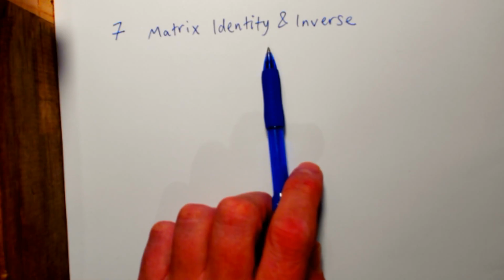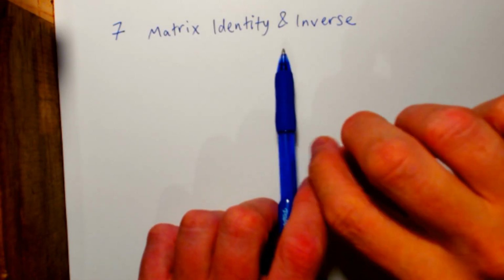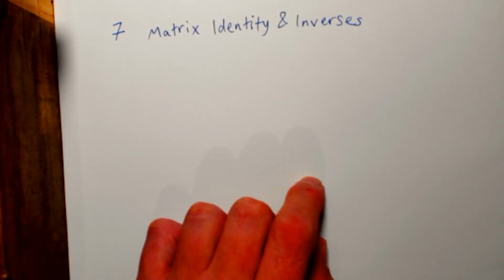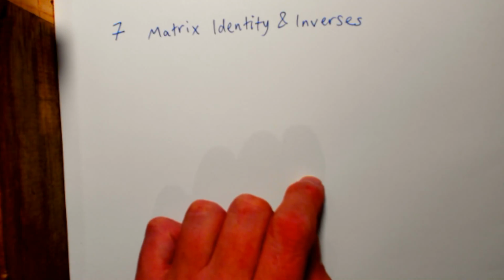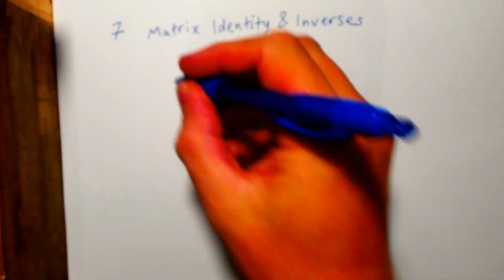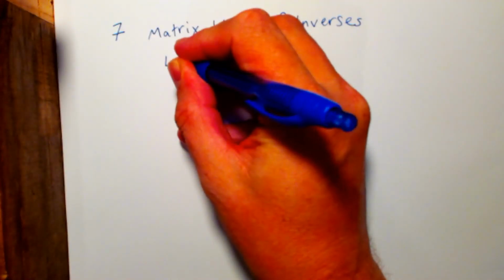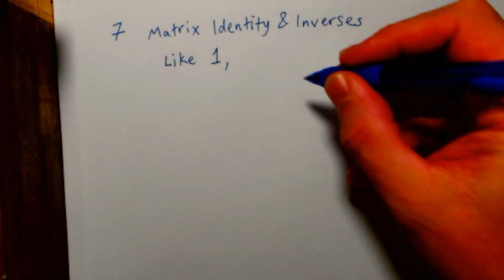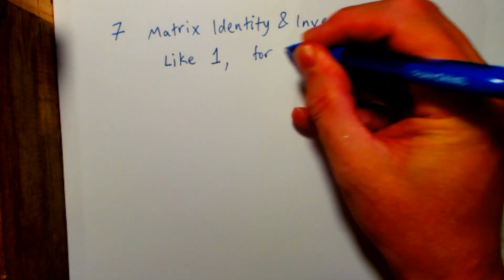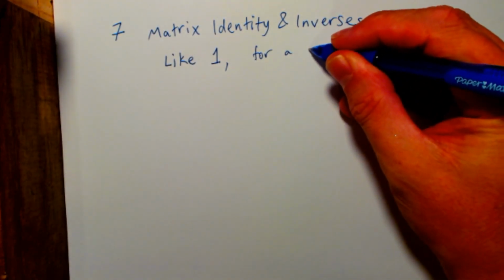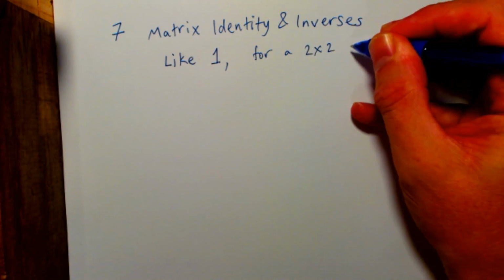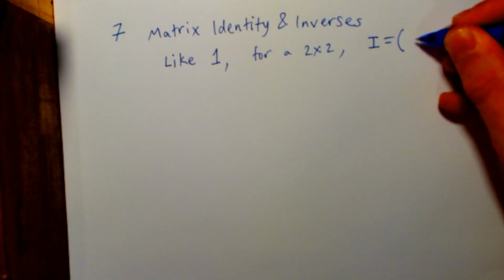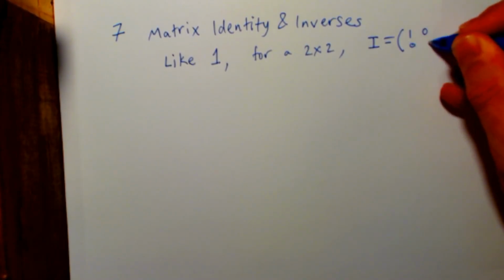Okay, today we're going to look at matrix identity and inverses. So let's begin with the identity of a matrix. This is like the number 1 for a 2 by 2 matrix. We use I as 1, 0, 0, 1.